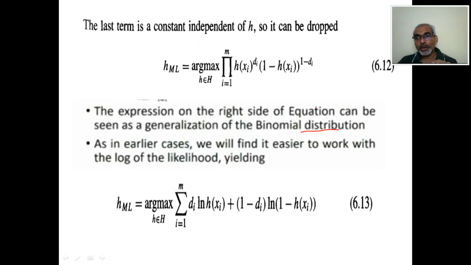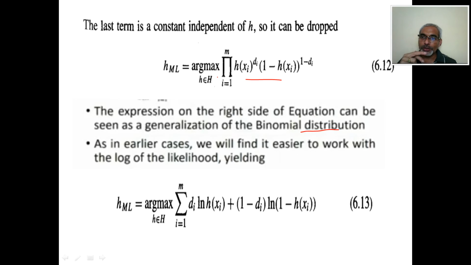Now when you look into the binomial distribution standard equation, this resembles it. If you know that this is the equation of binomial distribution, if you have that awareness, then easily you can say it belongs to binomial distribution. So as in the earlier case, since it is binomial distribution and the equation looks more complicated, we will find it easier to work with the log of the likelihood. Now we try to apply log to this so that it can be further simplified. Whenever you have a product, it is very difficult for us to calculate, so we convert it into summation.